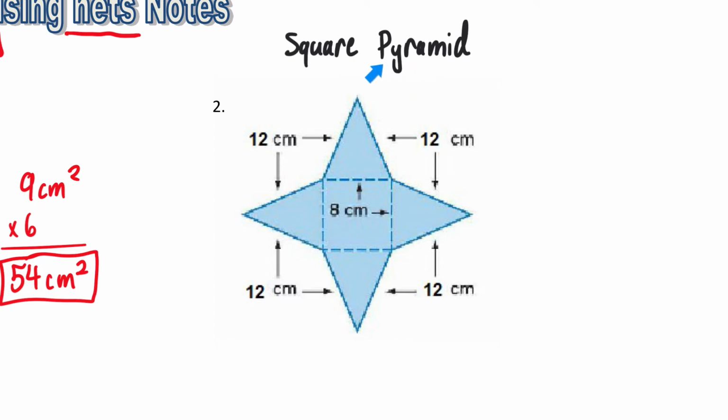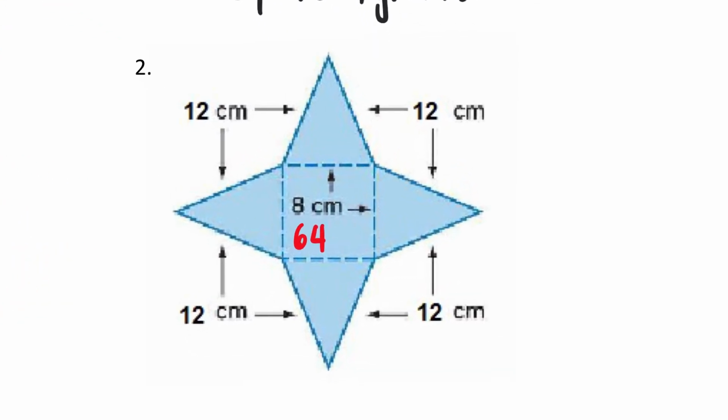And remember, we talked about this on Thursday and Friday. In a pyramid, it only has one base, and it has triangular faces. So what's the area of this piece right here, of the base? Yep, it's 64. 8 times 8. Okay. Now for the triangular part right here, we need to find the area of this. Okay, the 12 is talking about this right here.